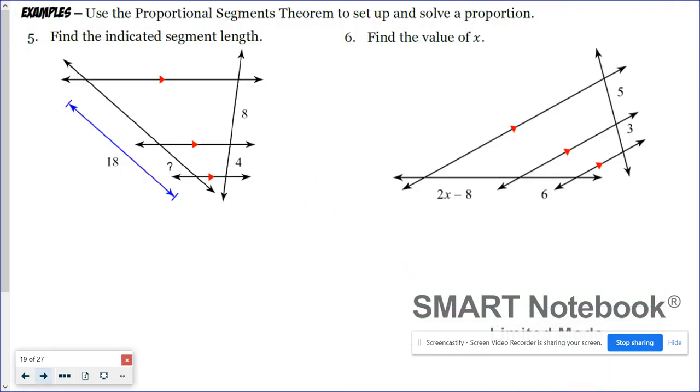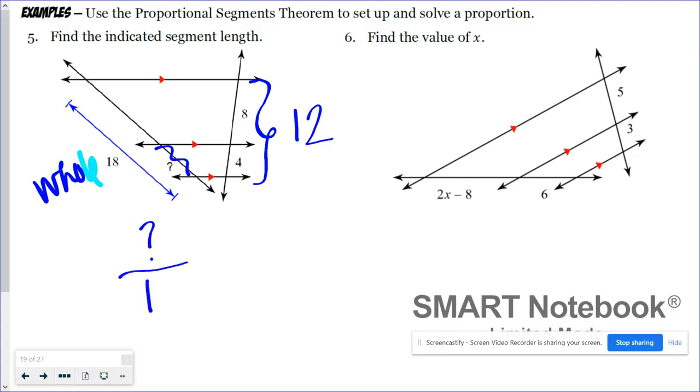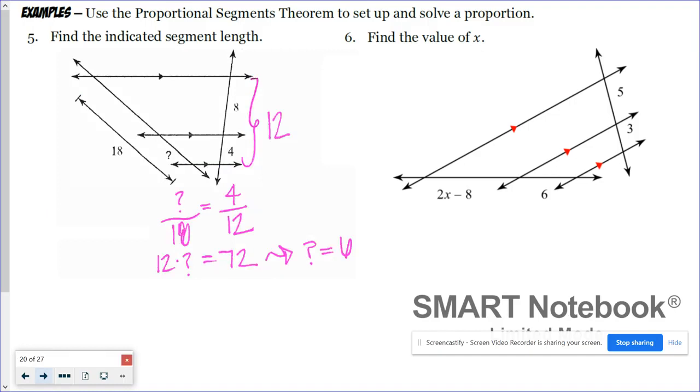So let's do this. So number 5, what jumps out at me right away? The 18 is representing the whole left side. So what is the whole right side? So 8 plus 4 is 12. And then they want me to find this question mark here, and that's the lower part. So I should do part over whole. So I could do question mark over 18, part over whole equals, well, I'll use the corresponding part. So the 4 over 12, part over whole. And then I can simply cross multiply to solve. And so I get that the question mark is 6.